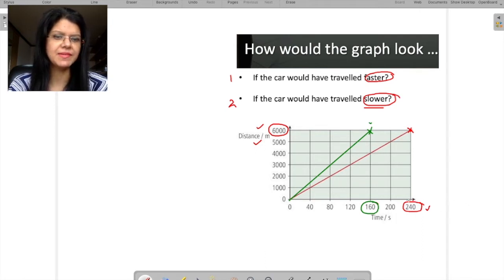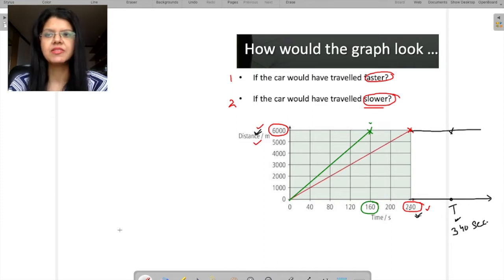Let us extend this x-axis. Say this is the time, some time t which is obviously greater than 240 seconds, and you're traveling the same distance which is 6,000 meters and this time which is now greater than 240. Let us assume that this time is say 340 seconds. So how would the new graph look like? Let us plot this graph.